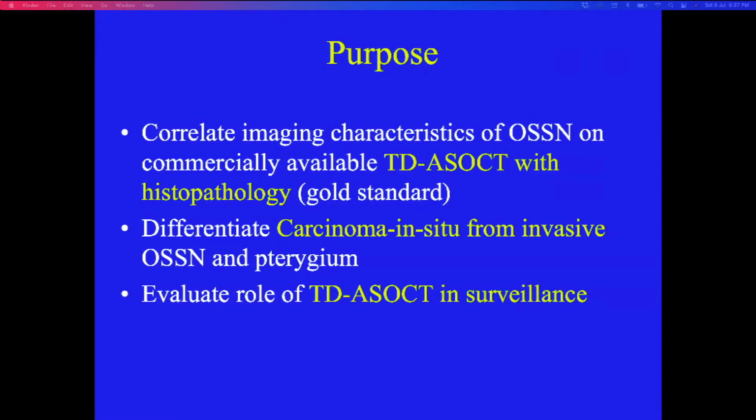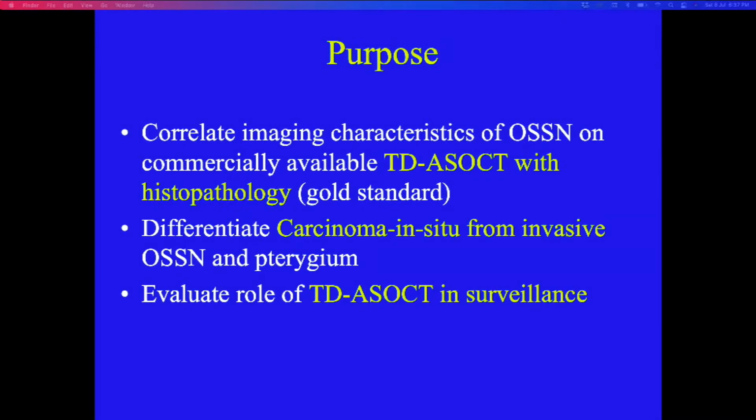The idea was that we could differentiate carcinoma in situ from invasive. That was what we were going out to try and find, and also to evaluate whether there was a role, at least in surveillance, because when you're using immunotherapy, a lot of times you don't know when to stop, because there were reports which said that it has disappeared clinically, but you still have to continue therapy.